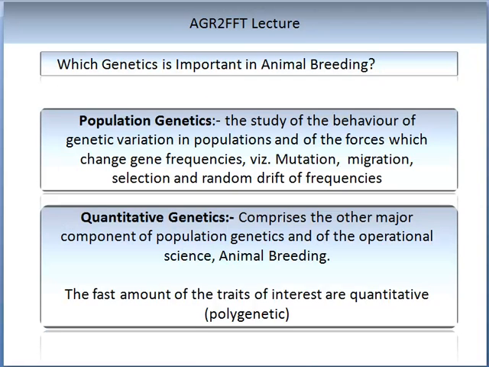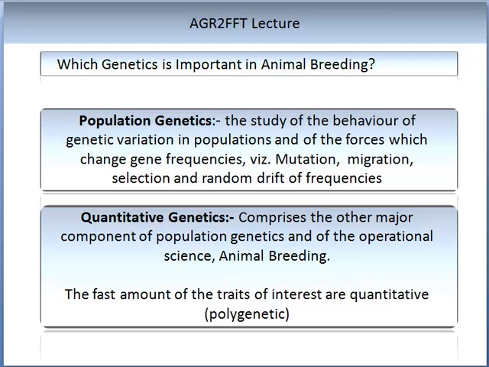There are two principal types of genetics, that is, population genetics and quantitative genetics. Population genetics is the study of the behaviour of genetic variation in populations. This focuses on gene frequencies such as mutation, migration, selection and random drift frequencies, while quantitative genetics comprises the other major component of population genetics and the optional area of animal-plant breeding science.